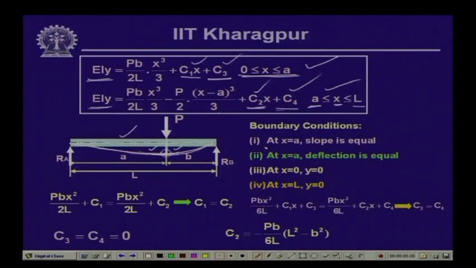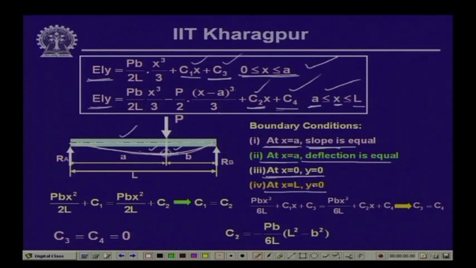So, at that particular point, if we compute the deflection or the slope, whichever expression we use from either side, they should give us the same value. So, we can use this particular condition that at x equals a, the slope on either side at that particular point is equal, whichever expression you use. At x equals a, the deflection at that point should be equal, whichever expression you use, and of course, we have these two kinematic conditions, that at x equal to 0, y equals 0, and at x equal to L, y is equal to 0.